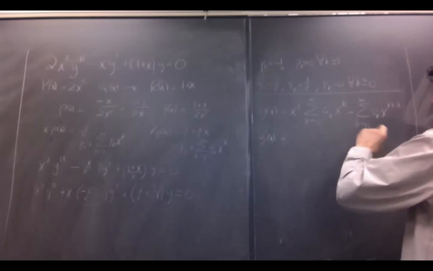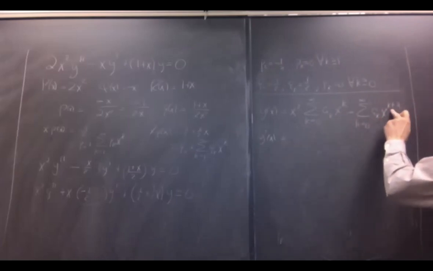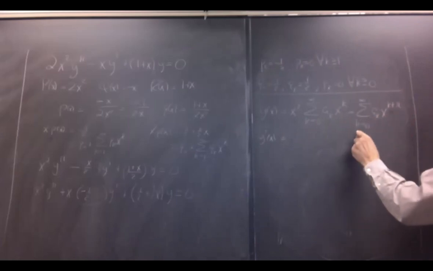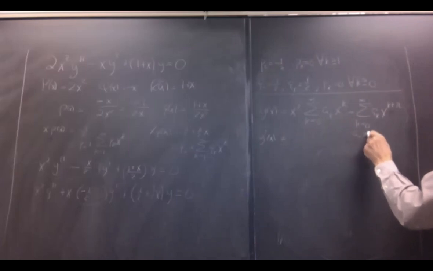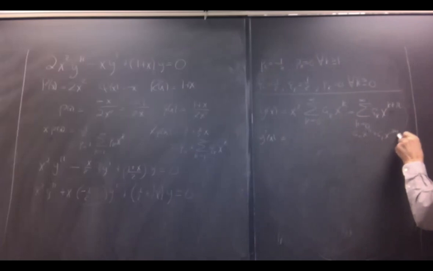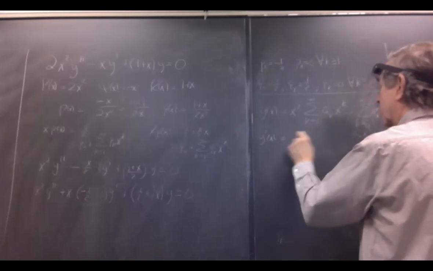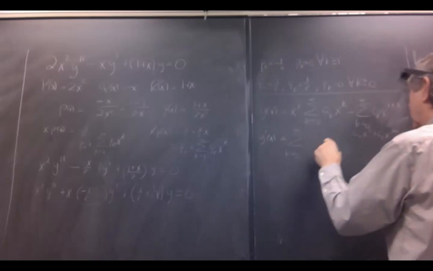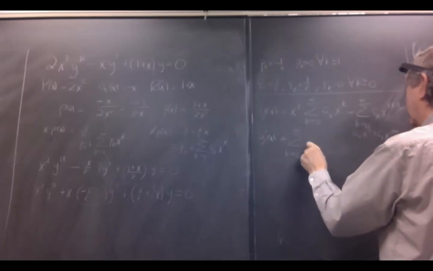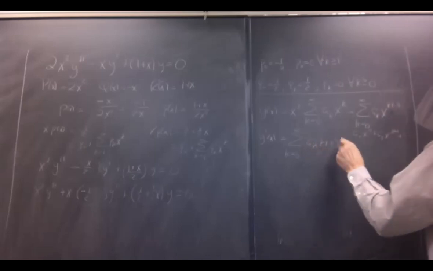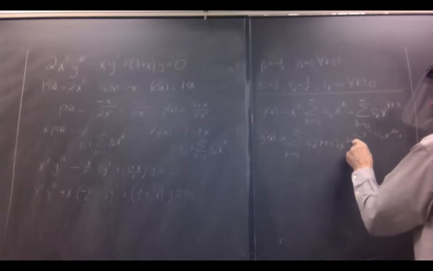Anyway, y prime. Now, I have k plus r power. This is a polynomial; if I wrote it out a little bit, it would be a naught x to the r plus a1 x to the r plus 1 and so on. So when I differentiate, you're going to still get the same power series index from 0 to infinity. We do it term by term. So I'm going to have a sub k, k plus r, and x to the k plus r minus 1.